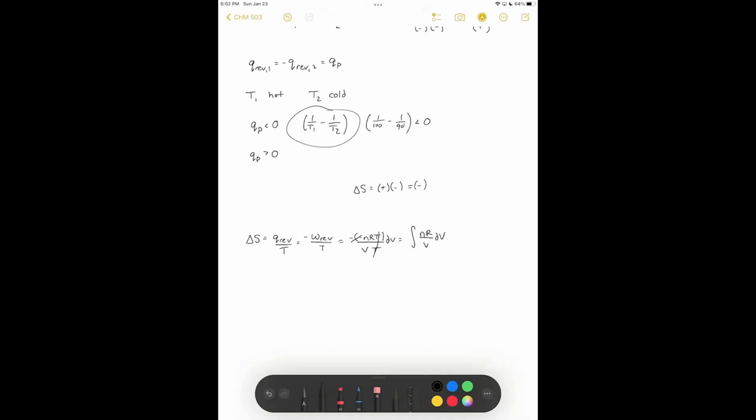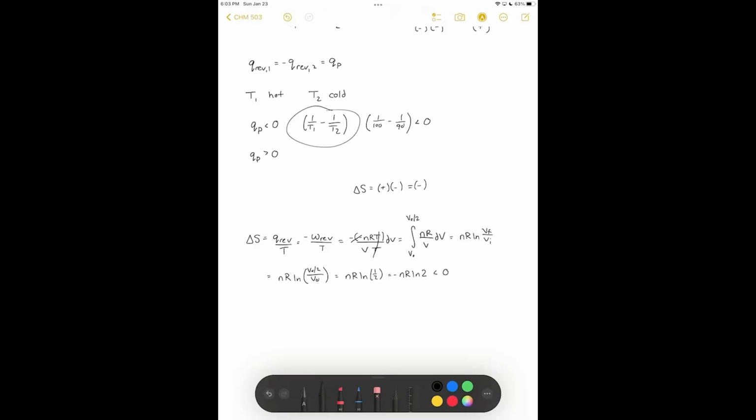Remember, what we're talking about is a compression from some volume V naught to half of its initial volume. So as we do this integral, we get nR natural log of V final over V initial. And plugging in numbers here, we get nR natural log of, V final is V naught over 2, and V initial is V naught. So that is nR natural log of 1/2, which is also negative nR natural log of 2. And since the natural log of 2 is a positive number, and the number of moles and R, the gas constant, are also positive numbers, this is a negative number. This is less than 0.